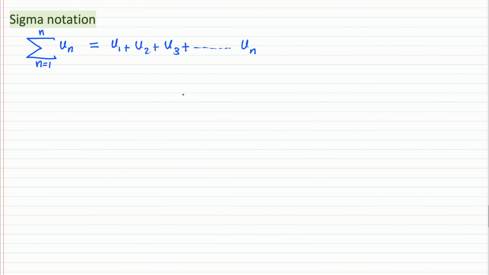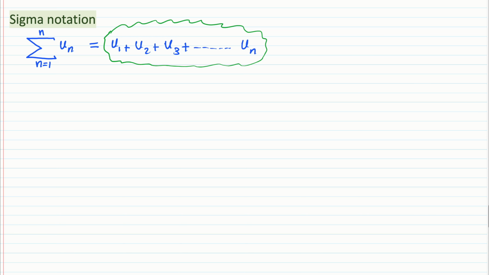The next part, we have the mysterious sigma notation. Sigma notation is just another way to write the sum of the sequence. So instead of writing u1 plus u2 plus u3 plus etc., when you want to find the sum of this sequence, you may write it in the sigma notation.